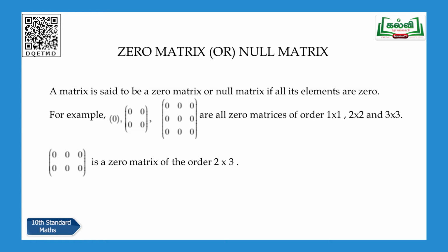The number of rows and the number of columns must be same, and 0 0 0, 0 0 0 is a 0 matrix of order 2 by 3. It is not necessary that the columns and the rows must be same, it can be varied also. So, the number of rows can be 2 and the number of columns can be 3, but if all the elements inside are 0, then it is known as a 0 matrix or null matrix.